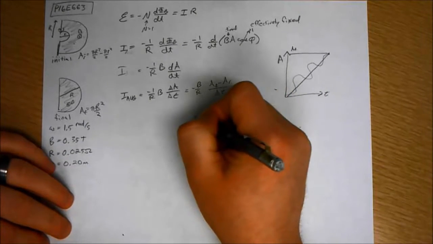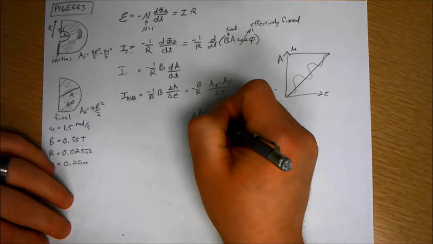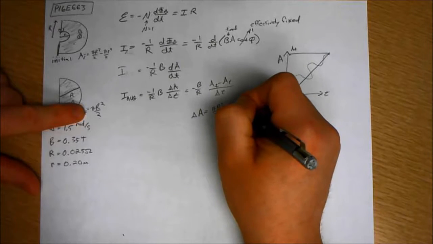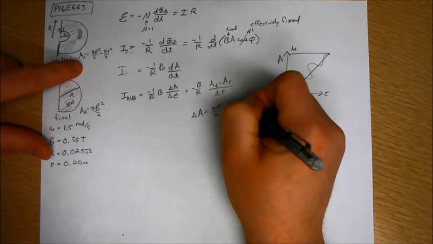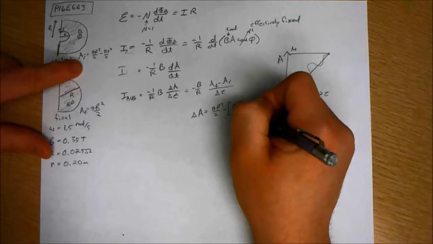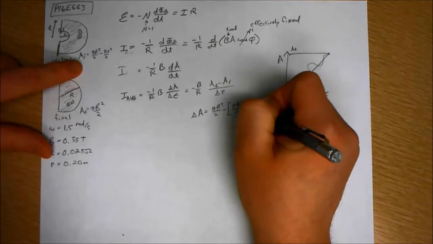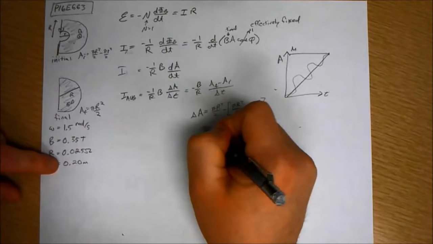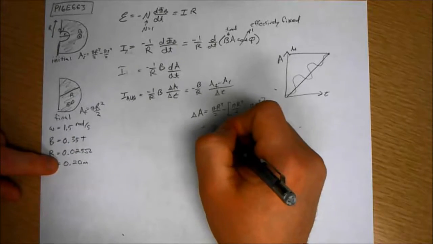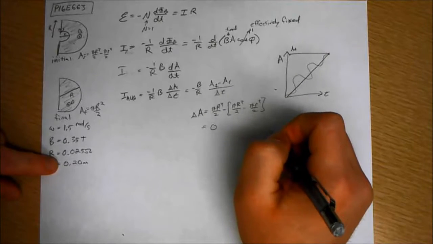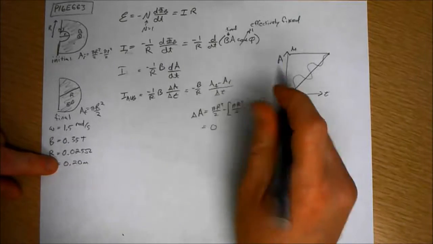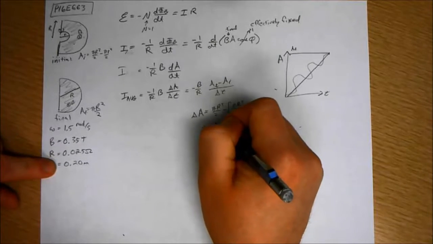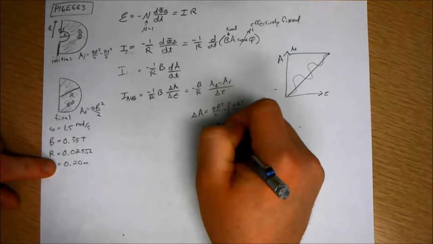So I'll just write it down here. Delta A is equal to A final, pi R squared over 2, minus A initial, pi R squared over 2 minus pi little r squared over 2. And we can simplify that, I hope. So this minus this is 0. Then you're left with just an increase of positive pi little r squared over 2.